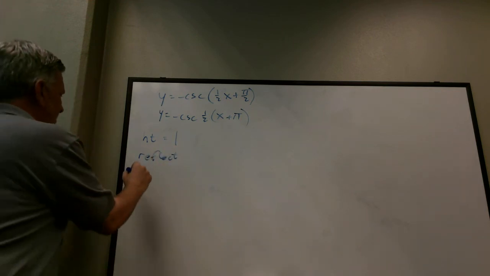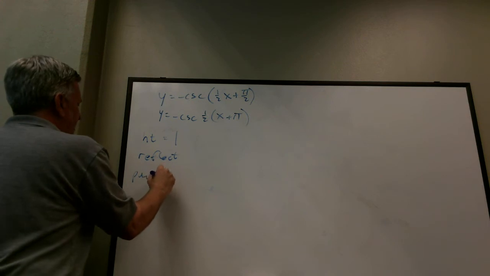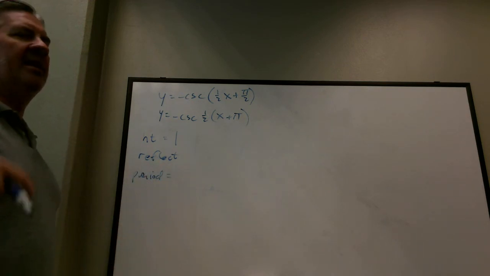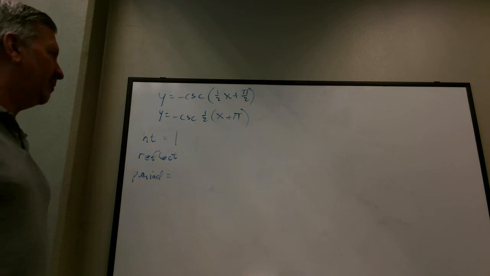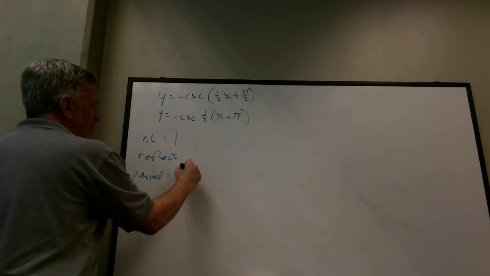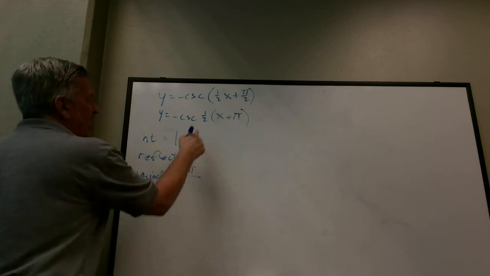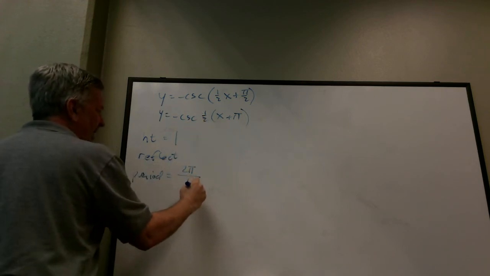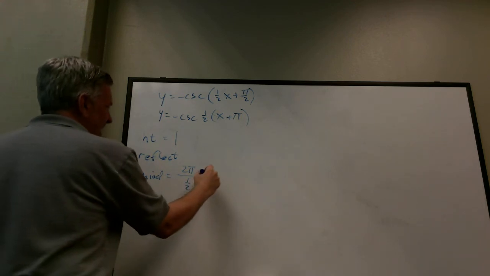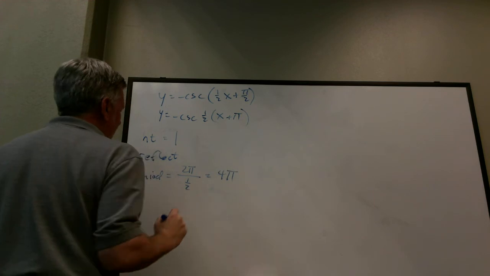Okay, now what about the period? How do we get the period of secant, cosecant? Just like the other 4, it's the old period divided by the number b, where b is the coefficient of x. So the period of the original cosecant graph is 2 pi divided by the b, 1/2. Be careful, don't multiply, you're dividing. And 2 pi divided by 1/2, when you multiply, you get 4 pi.